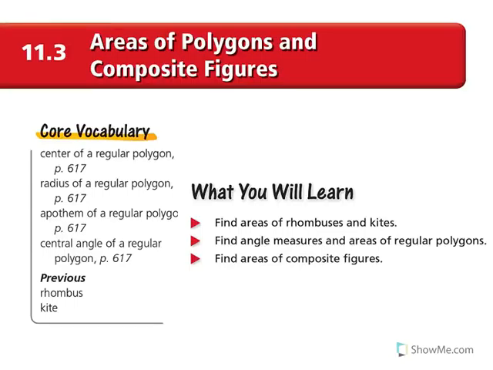In this lesson of 11.3, we're going to be looking at areas of polygons and composite figures. We're first going to look at areas of rhombuses and kites, and then we'll be able to look at various regular polygons, ones that have more than just those four sides. And then we'll combine that all in order to break up odd shapes into figures that we can find the area of and be able to add them together.